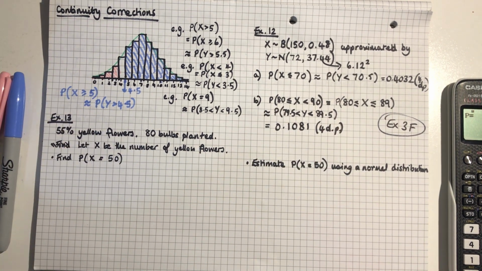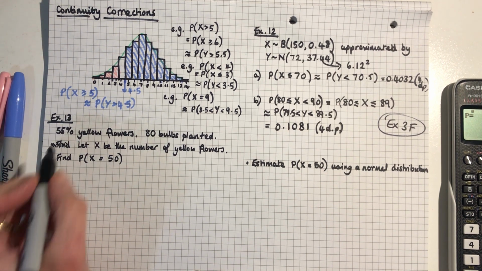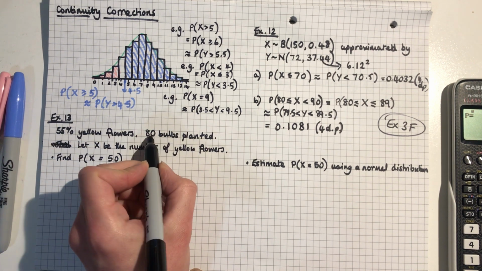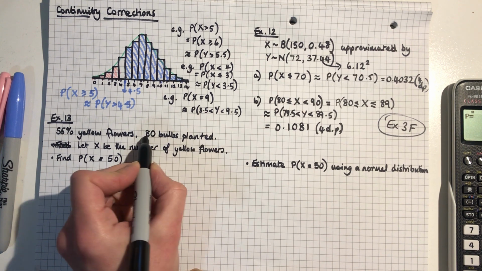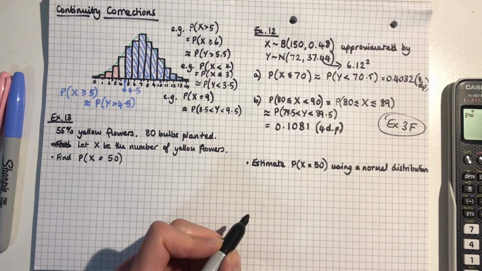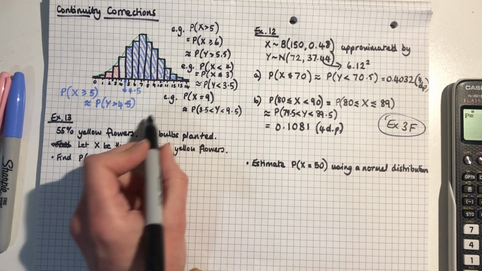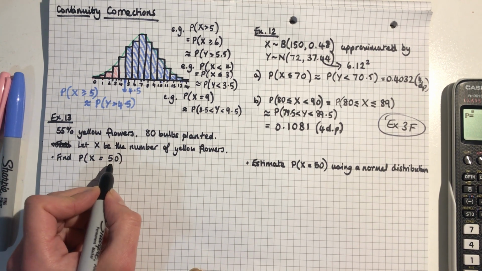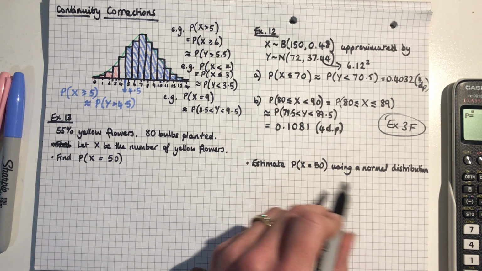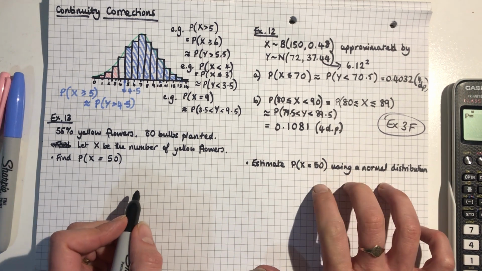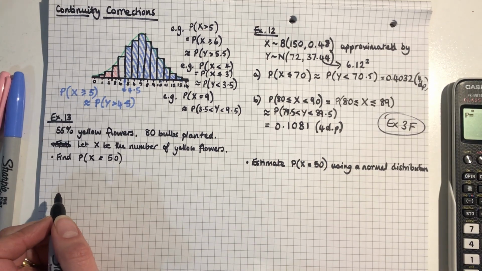So we've got the basic idea. Let's have a look at a contextual question. So for this one, we are told that for a particular type of flower bulb, 55% of them produce yellow flowers. We're told that 80 bulbs are planted, and this is our random sample. We've got to work out the chance that of these 80 bulbs, 50 of them are yellow, but we've also got to approximate it using a normal distribution, and then we've got to work out the percentage error. So how accurate is this approximation compared to the actual probability?